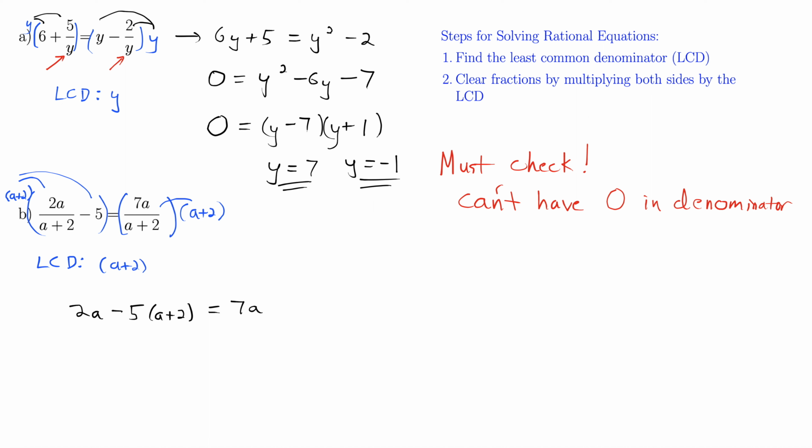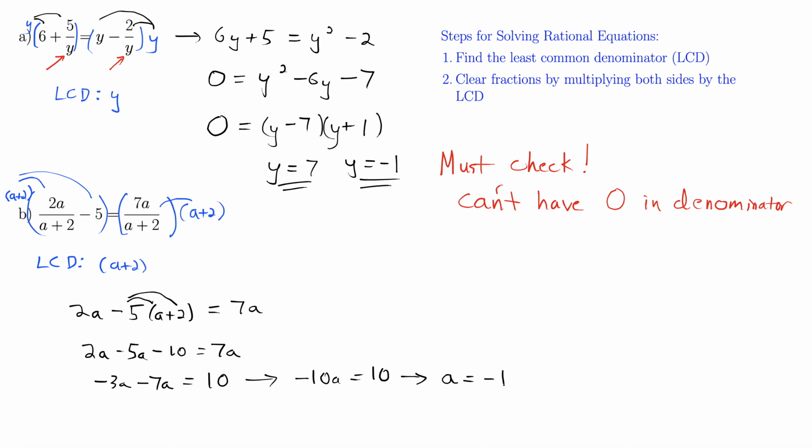Now we have a nice linear equation. We just need to solve that for a. Let's distribute this negative 5 through here. So we get 2a minus 5a minus 10 equals 7a. I'll get all my a's on the left in this case. So we have 2a minus 5a is minus 3a, and then I'm going to subtract off the 7a as well, so minus 7a equals, I'm going to add the 10 to both sides to get 10 on the right. Negative 10a equals 10, which gives us, dividing both sides by 10, a equals negative 1.